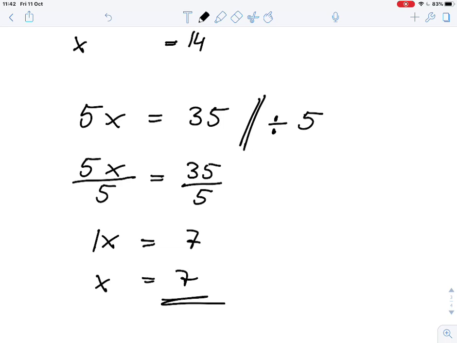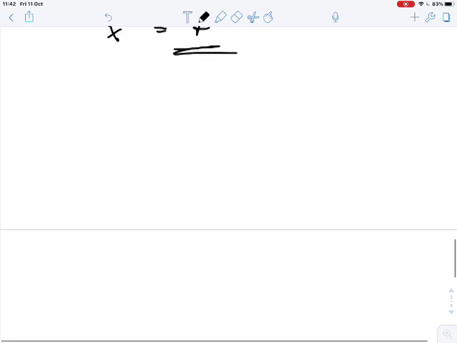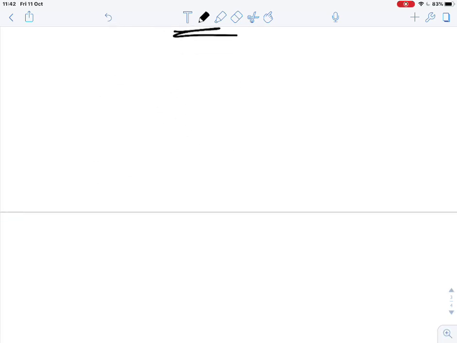It's a little bit like I'm talking about my relationships. All the x on one side, all the non-x on the other side. Mind boggles.